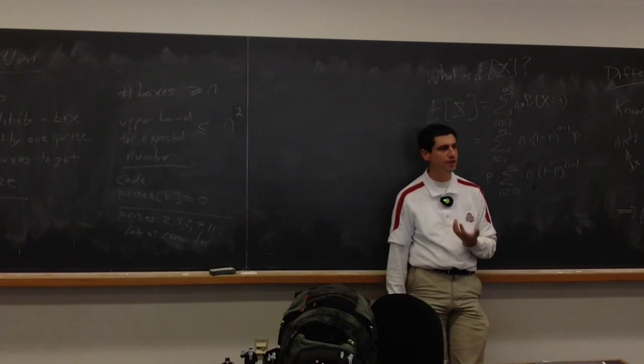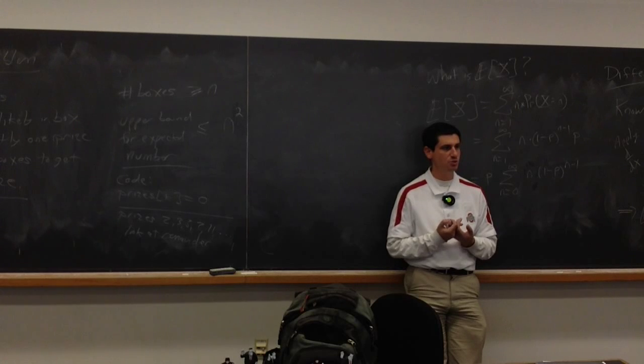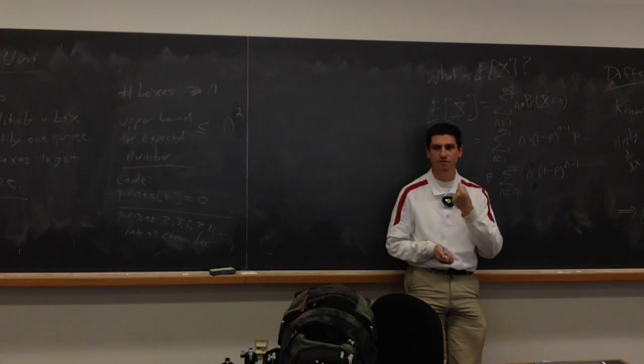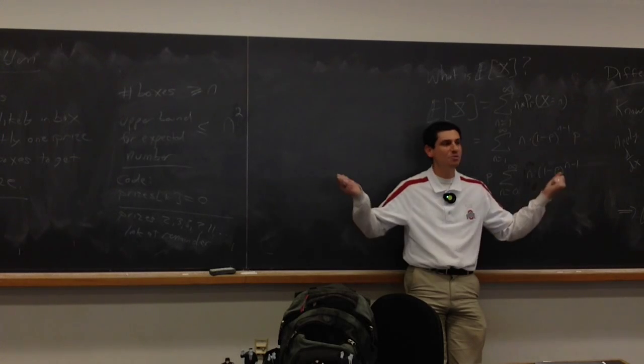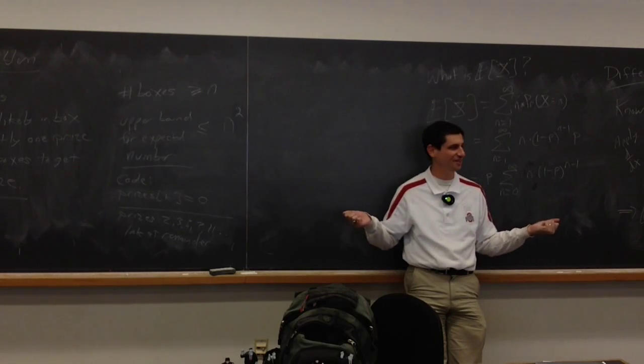So we're going to now try to figure out the expected number of boxes we need. What happens on the very first box we open? You get a prize. We get a prize. Is it a prize we have or don't have?